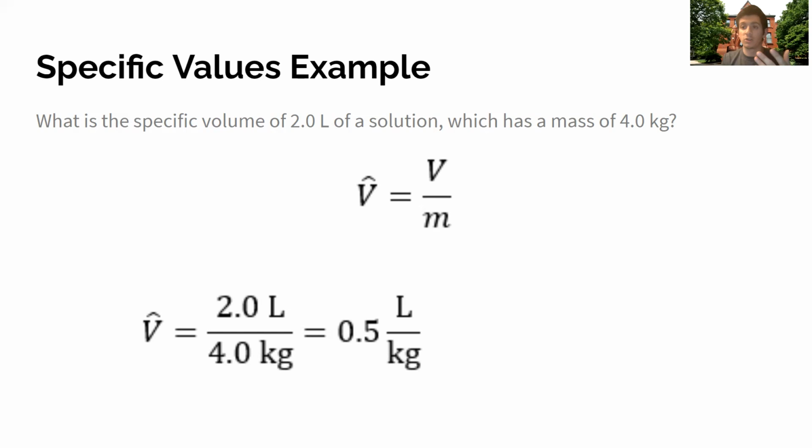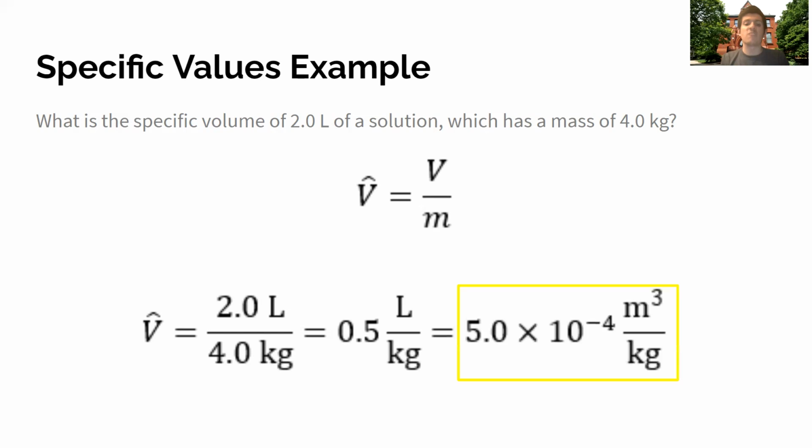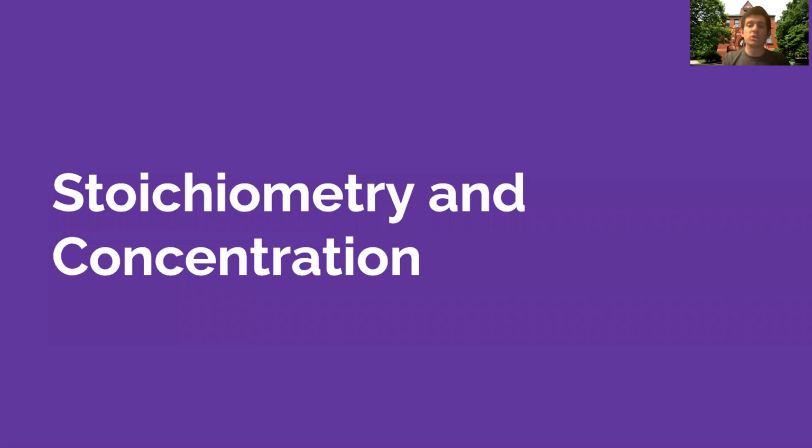If we want to convert it to another unit, something that's a little more common, like SI units, we can convert the liters to meters cubed, giving us 5.0 times 10 to the negative fourth meters cubed per kilogram. It really doesn't matter which one of these you have as your final answer. If a problem does not ask for specific units at the end, it can be whatever units you want. Just usually stick to some common ones: meters cubed, liters, kilograms, moles, or whatnot. Now we're going to take a look at stoichiometry and concentration and its various definitions and ways of finding it.